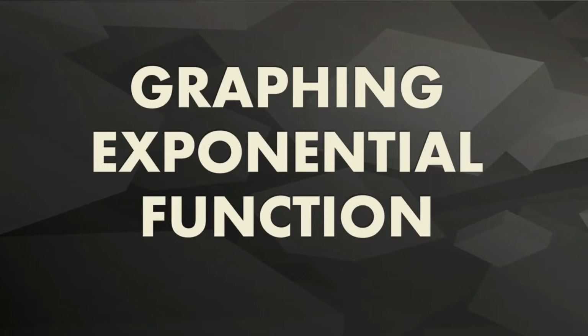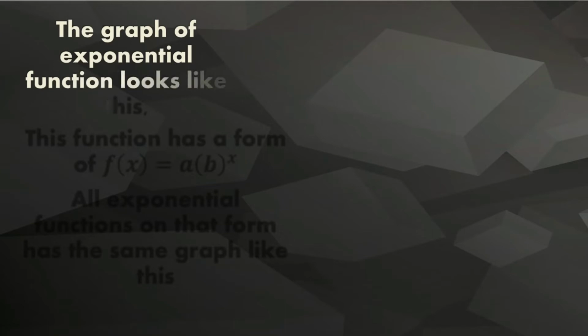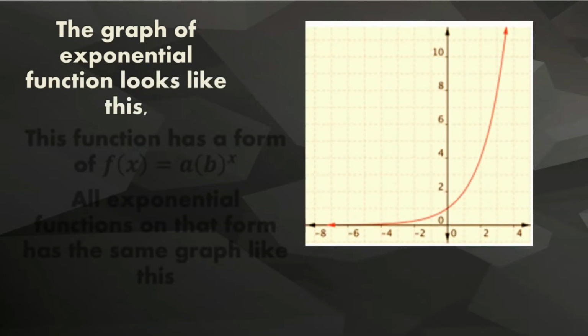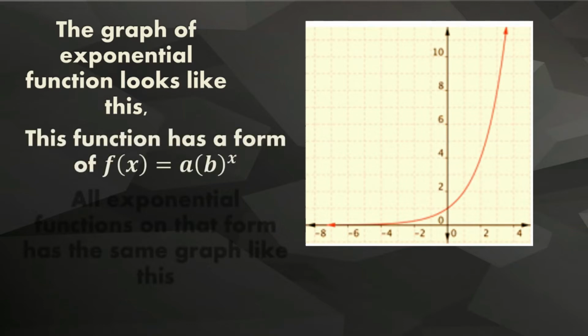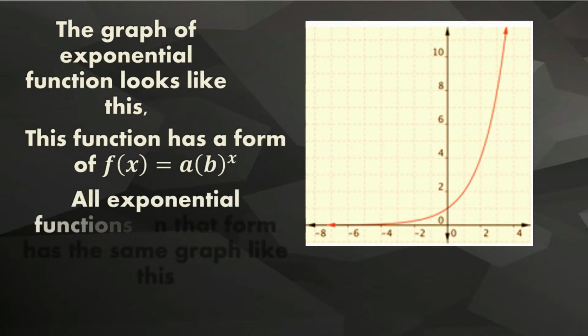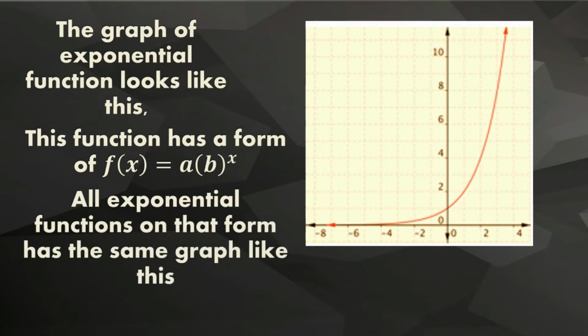Graphing exponential function. Yung graph ng isang exponential function ay ganito ang itsura. Yung function na to ay merong form ng f of x is equal to a b raised to x. So, lahat ng mga functions na ganyan yung form, pare-pareho sila ng graph. Ibig sabihin, basta nagpo-follow siya sa a, b raised to x, lahat ng graph na yon ay ganito ang itsura.